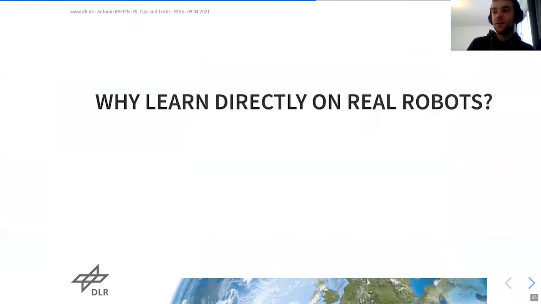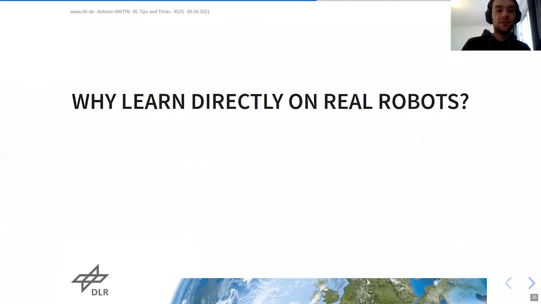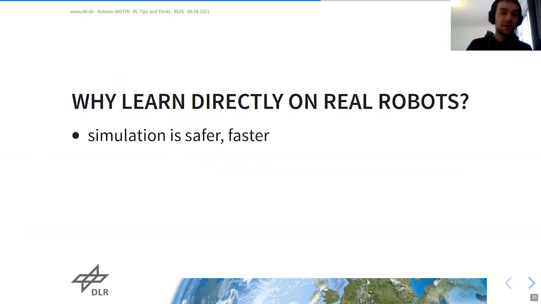So again, why should we learn on a real robot? Because simulation is obviously safer and faster to run. You can parallelize it. It's in fact very good for iterating. Myself, I'm using simulation when I'm tackling a new problem because I need to iterate quickly and I cannot break the robot when I'm trying things.